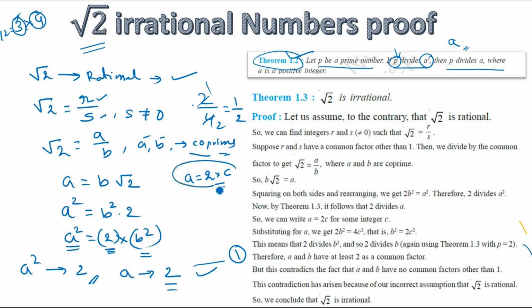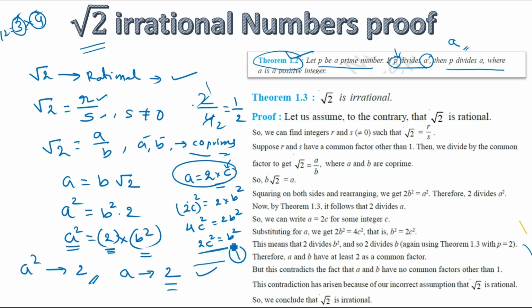So that I am writing A is equal to 2 into some other integer C. C is another integer, okay? Now we will replace A with 2C here. If we do that, in this equation, (2C) whole square equal to 2 into B square, so we will get 4C square equal to 2 into B square. If we simplify this, we will get 2C square equal to B square, right?